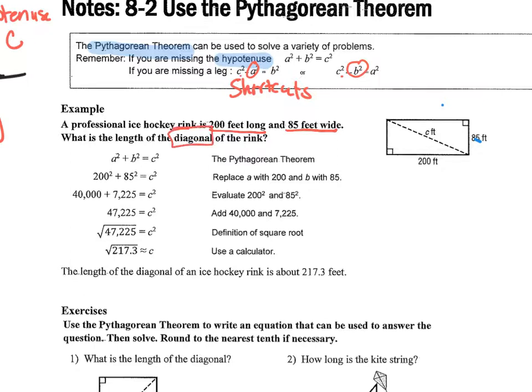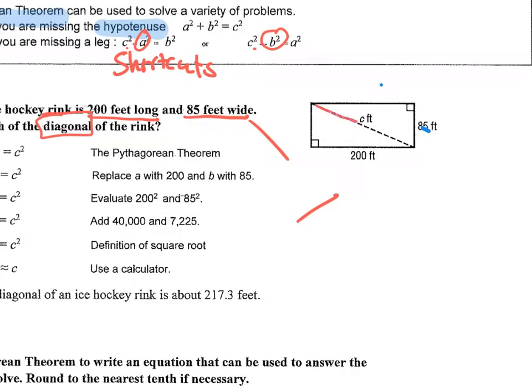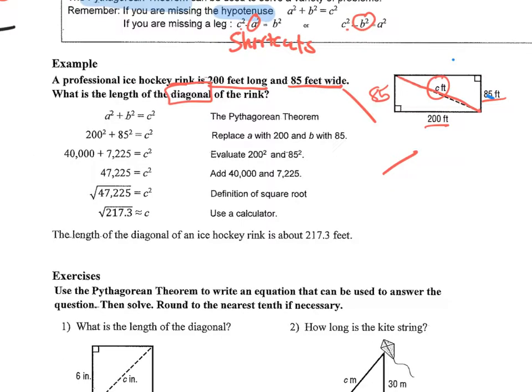Okay, so what does diagonal mean? It means slanted like that. So they drew you a picture. Sometimes they won't do that. But we're looking for the diagonal C. That's what we don't know. We've got the length. We've got the width. So we want to solve it. So we want to plug those things in.